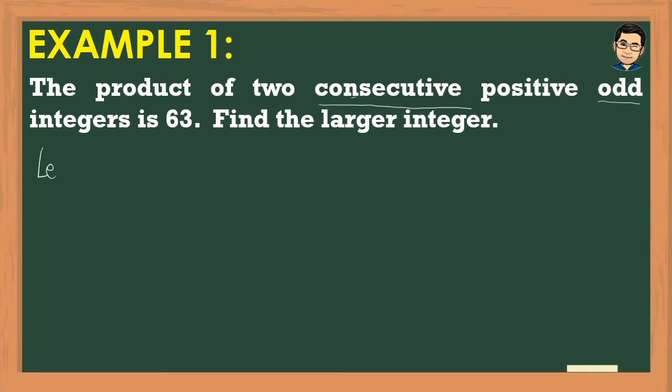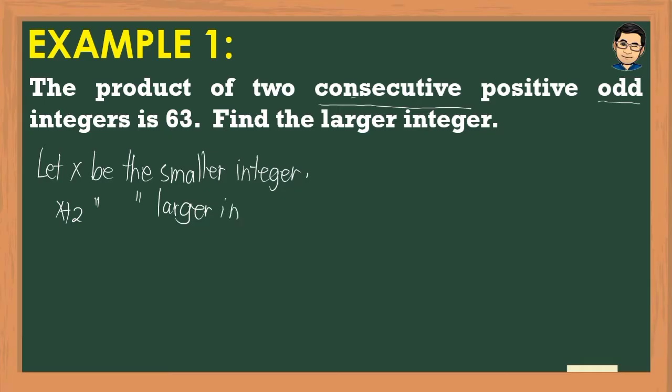So let x be the smaller integer. Next, x plus 2 be the larger integer. So meron na po tayong representation ng ating problem. Ngayon naman po yung ating equation. Since based sa problem natin, yung product ng two consecutive positive integers na yun is 63, gagawin natin equation as x times x plus 2 equals 63.